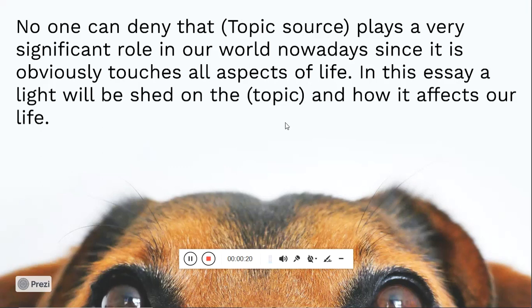So if the topic was COVID-19 or coronavirus, no one can deny that health plays a very significant role in our world nowadays, since it obviously touches all aspects of life. In this essay, the light will be shed on. So here you write COVID-19 and how it affects our life nowadays. Okay, you can pause the video and write this introduction as well.